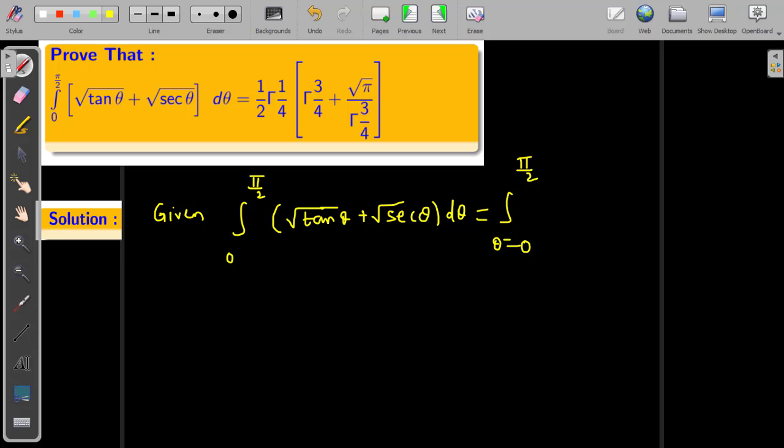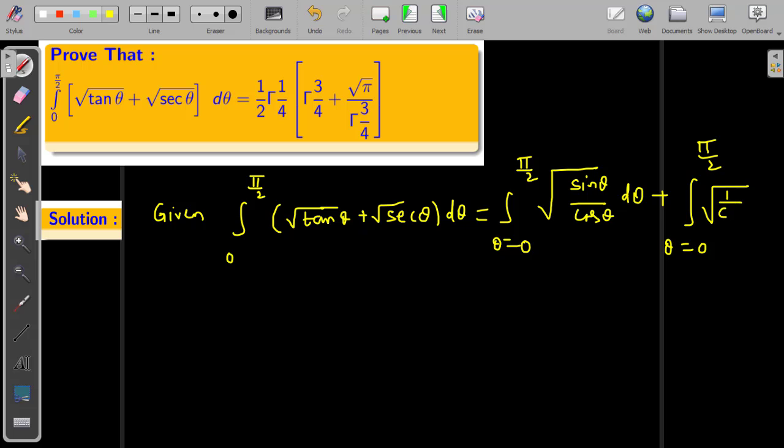This could be rewritten like this. Root tan theta I am writing as root of sin theta divided by cosine theta d theta, plus the second integral 0 to pi by 2, separated term by term. Root of secant theta can be written as root of 1 by cos theta d theta. After that, theta from 0 to pi by 2, this is like root of a by b.